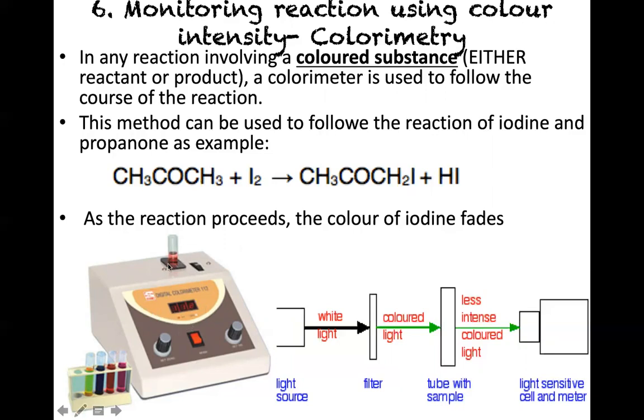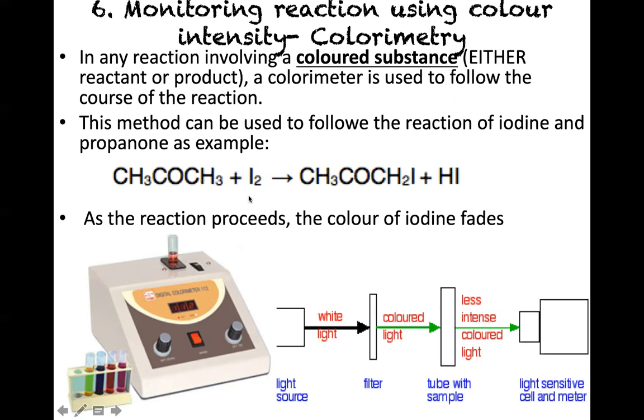Darker color or high intensity would give you a bigger number. Lighter color or lighter intensity would give you a smaller number. But of course, this type of method can only be used with reactions that have colors in either their reactants or products. If all the species are colorless, then it's useless to use a colorimeter, okay? Because a colorimeter measures color or intensity. So this involves a colored substance either in the reactant or product.